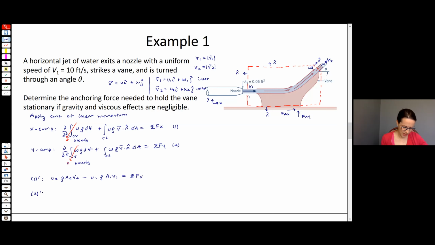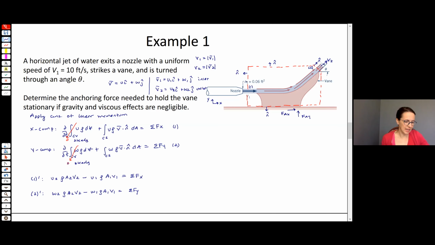We can do the same thing for the y direction equation. We get w2 rho A2 V2 minus w1 rho A1 V1 equals the sum of the forces in the y direction, right? And we have that minus sign on the second term for the same exact reason. When we come over here at the entrance, we see that the unit normal and the velocity vector are in opposite directions. So when we dot those two vectors, we get that minus sign out.